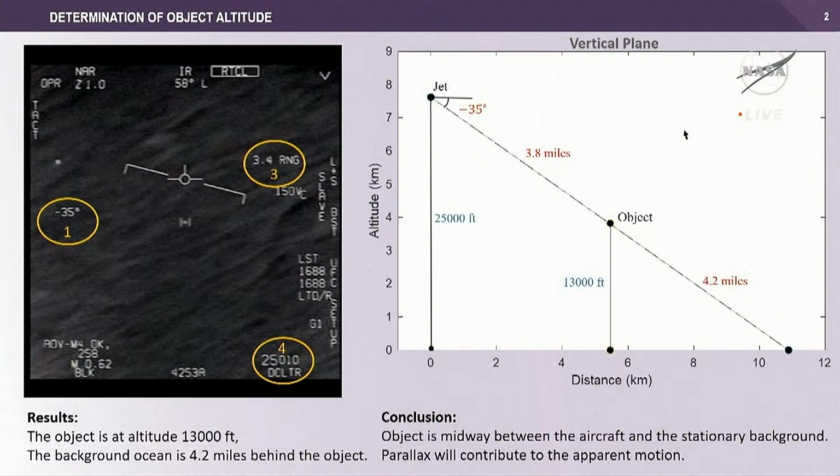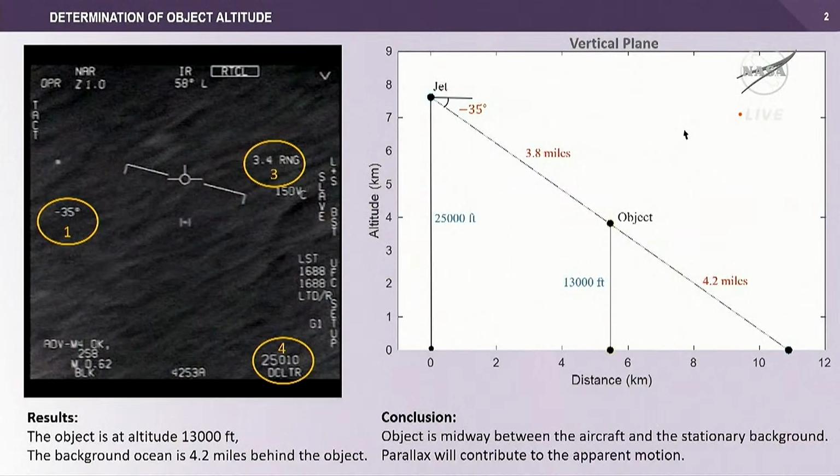Knowing the jet's altitude and the bearing to the target, we can apply basic trigonometry to figure out where that object is in altitude space. And it turns out to be, provided the range information is accurate, which can have some uncertainties associated with it, that the object appears to be at about 13,000 feet. An important aspect of this is that it's midway between the jet and the ocean. The ocean that looks like it's right behind it is actually 4.2 miles away.